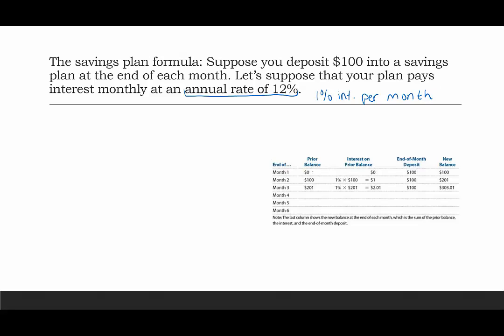We have end of month one, the prior balance, there was nothing there, so it was $0. If there's no money, there's no interest earned, and then there's $100 deposited at the end of the month. So the total balance by the end of month one is $100. For month two, the prior balance was $100. So we have $100 plus, remember there was interest earned on that. The interest earned, which we can see here, is 1% of 100. 1% of 100 is 1. So here we have the prior balance. Here we have the interest earned. And then we want to add to this the deposit that we make at the end of this month, $100. So at the end of month two, we have $201 in the account, which we can see here.